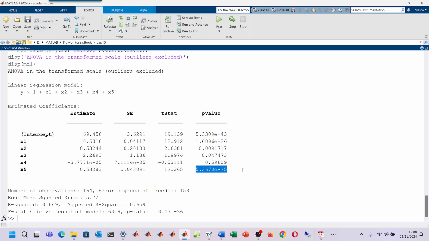Now look at, for example, the significance of the t-statistic for x5. This was not significant at all in the original scale with all the outliers. In fact, there is only one variable now that is not significant.